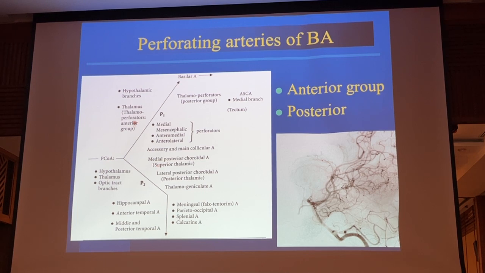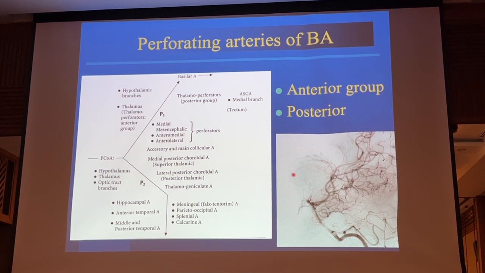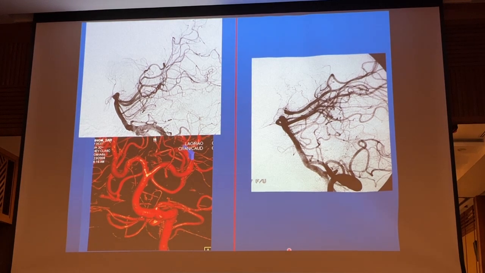Okay? There is an anterior group and posterior group. Anterior thalamoperforator and posterior thalamoperforator. You can see on the lateral projection, some of the anterior group of thalamoperforators may come from the posterior communicating arteries. Okay? This is one example. You can see both posterior and anterior groups visualized here.